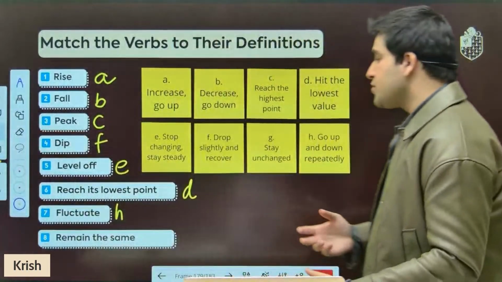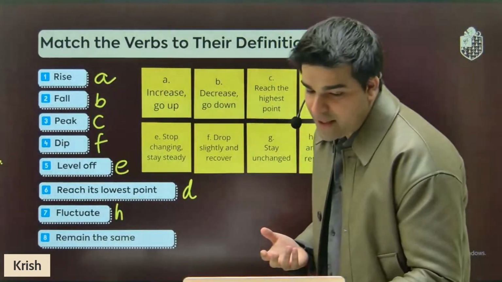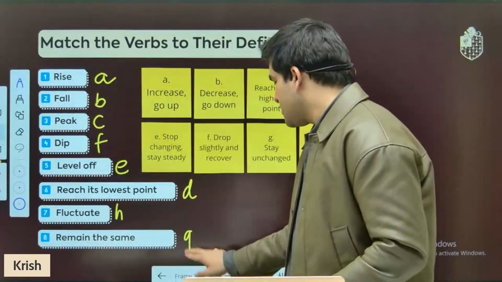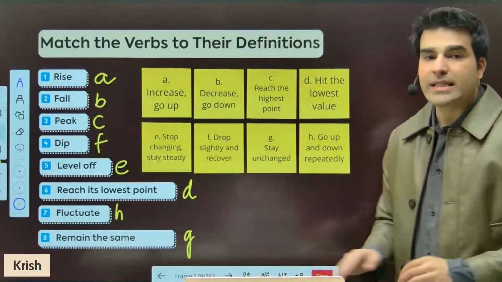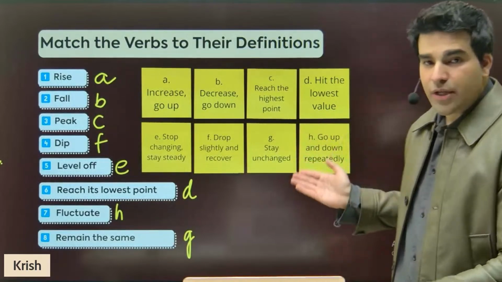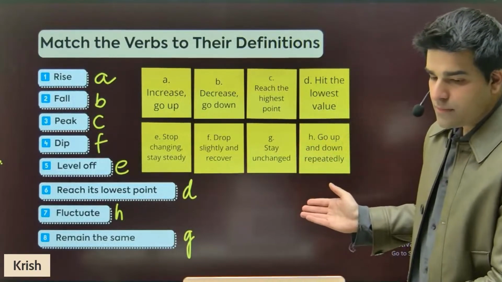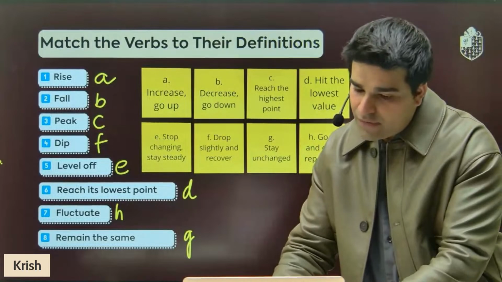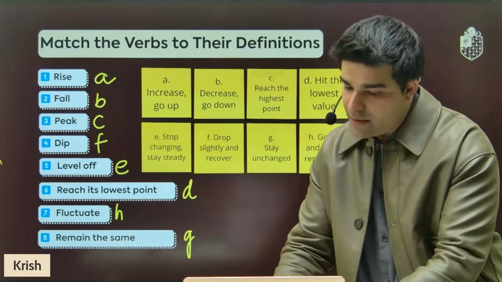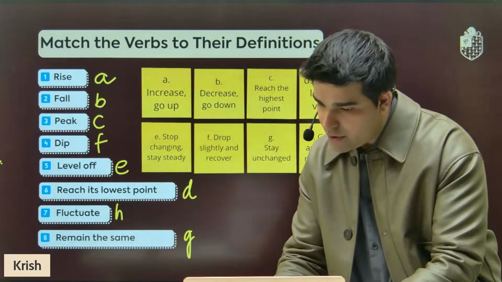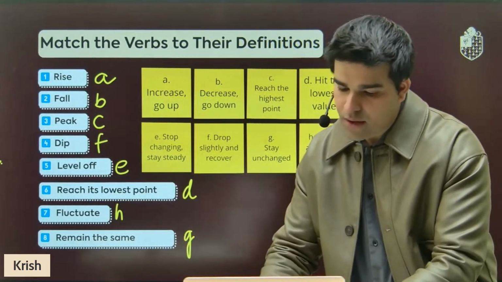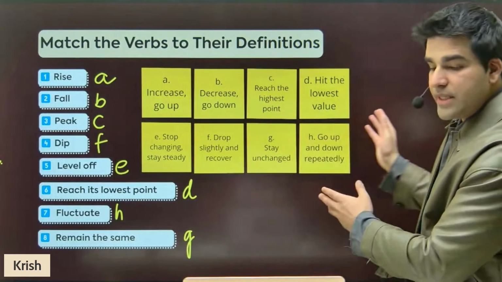In what context do you use remain the same? What is the last one? Help me. Of course. G. G is stay unchanged. Now I'm going to be off the screen for a bit. Take a screenshot. Would you like me to put the answers in the chat box for you? I'm putting the answer in the chat for you. Oh, it's not letting me put. I think it's a long message. It's not letting me put. Please take a screenshot.